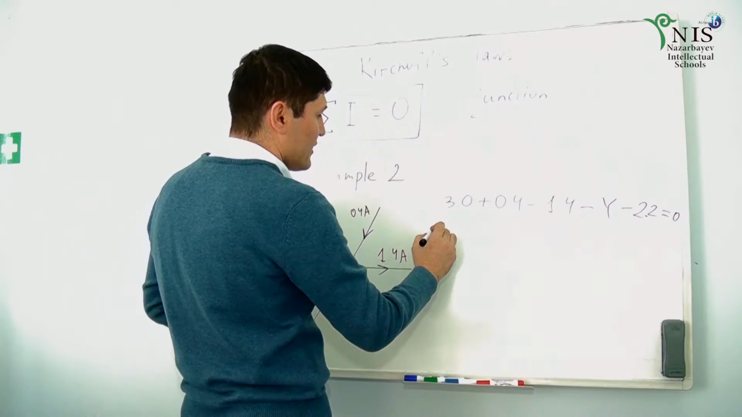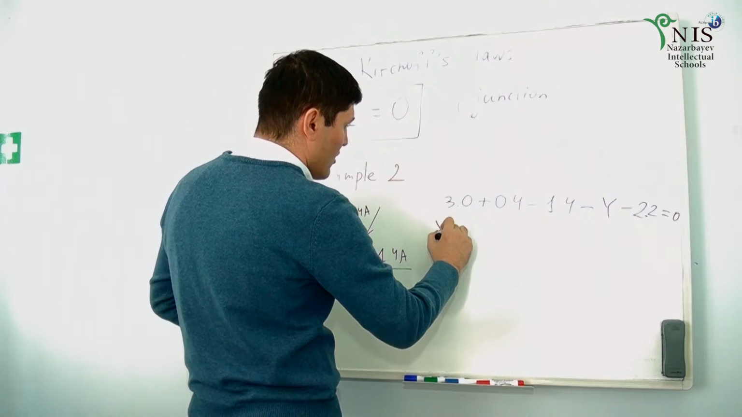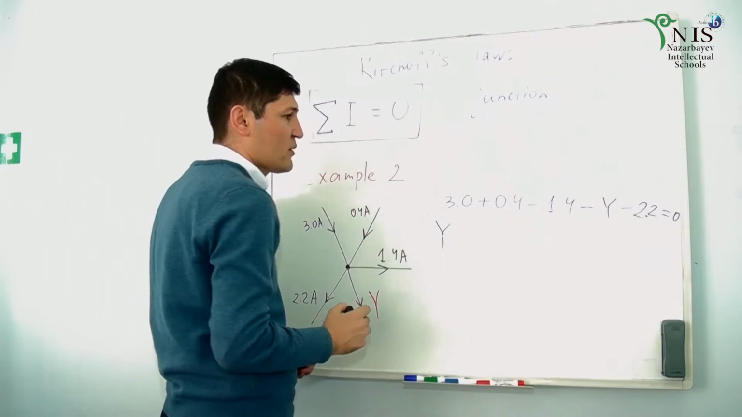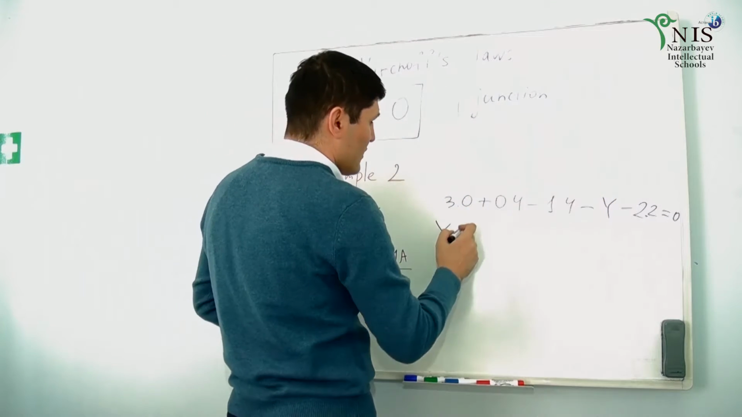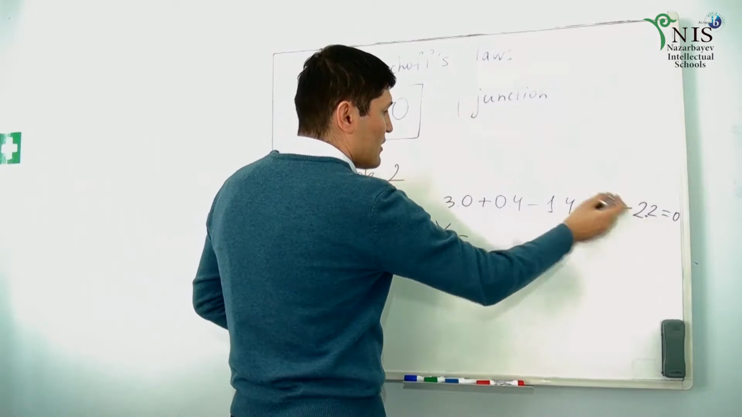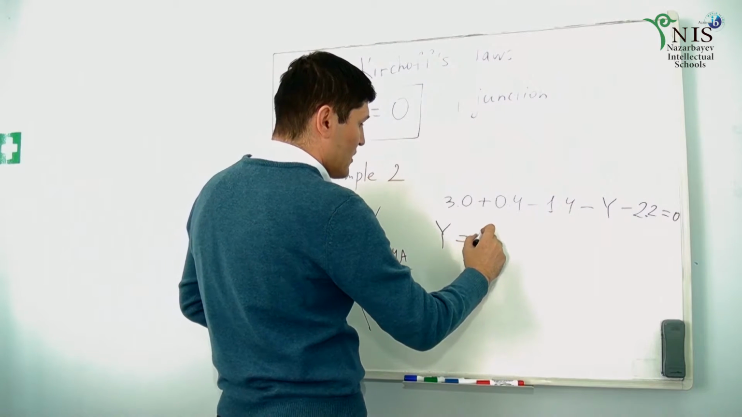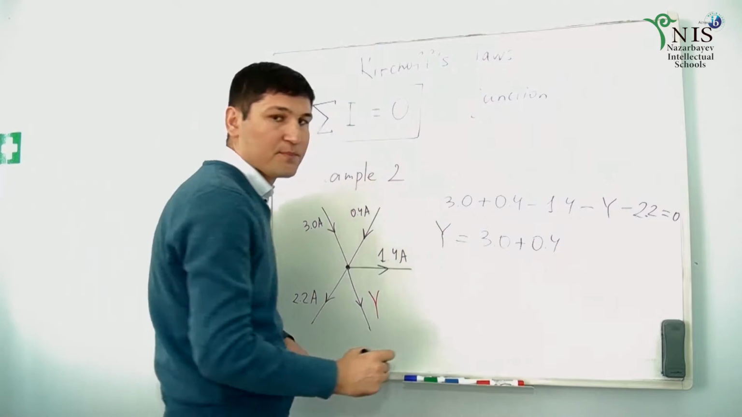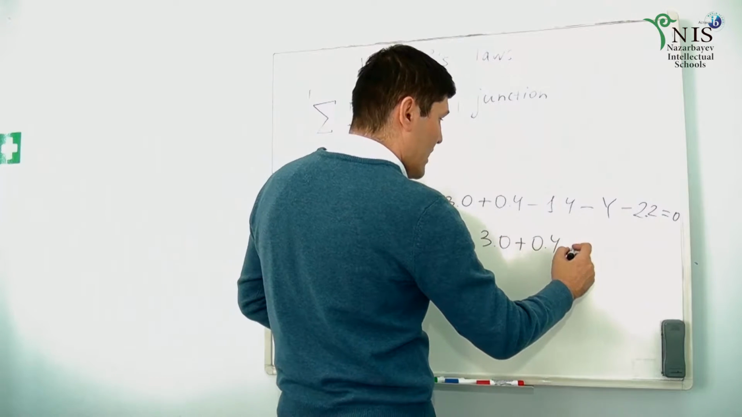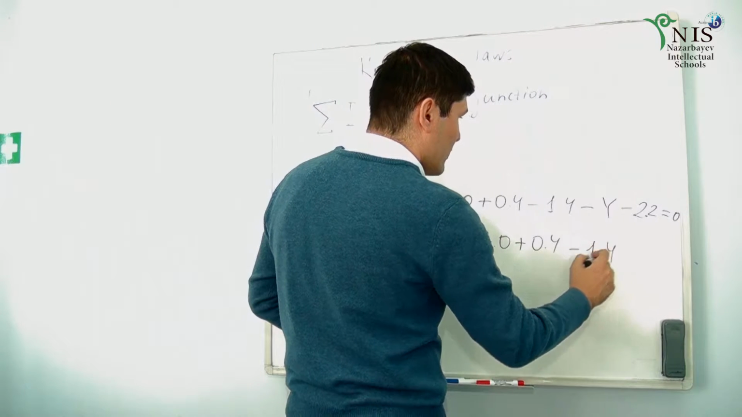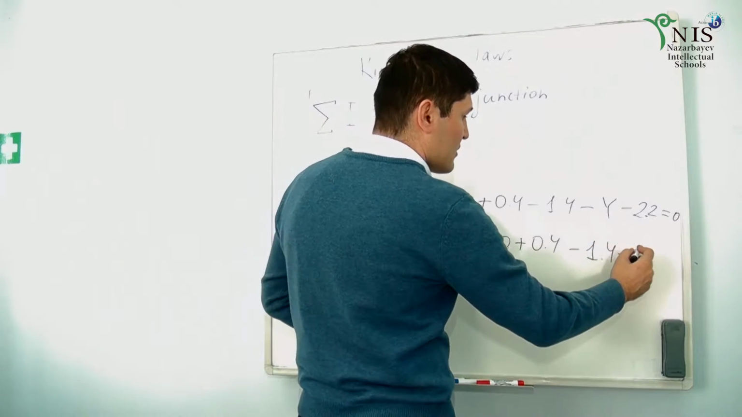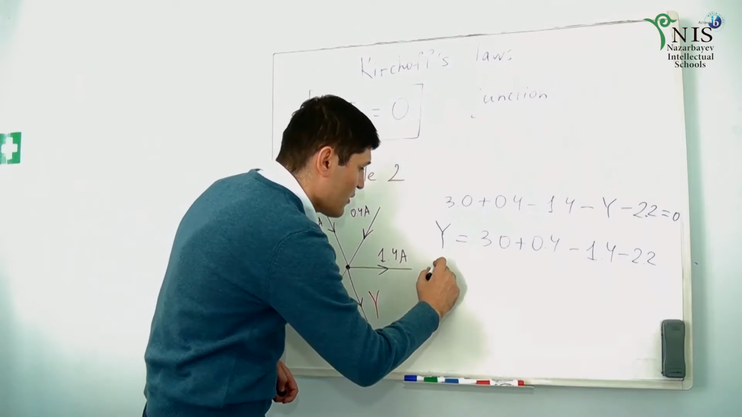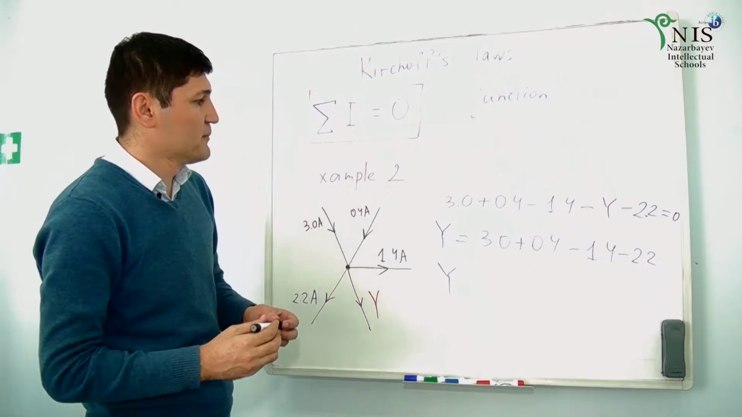Let's solve for Y. Y is negative, therefore I'm going to move the right-hand side to make it positive, and the left-hand side of the equation becomes 3.0 plus 0.4 minus 1.4 minus 2.2. So let's calculate.